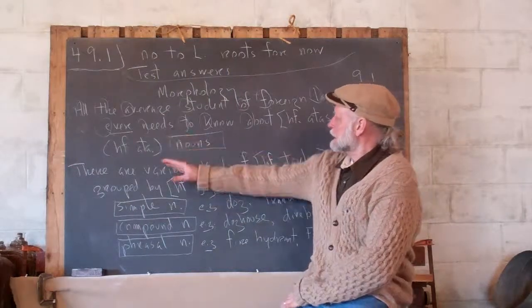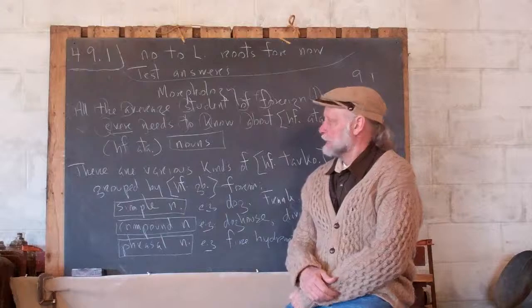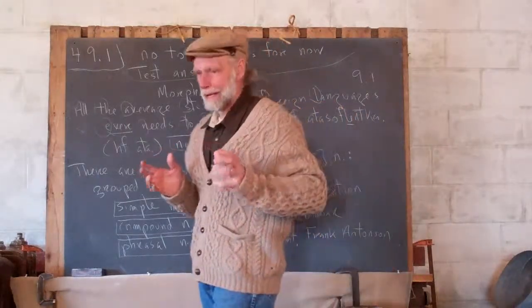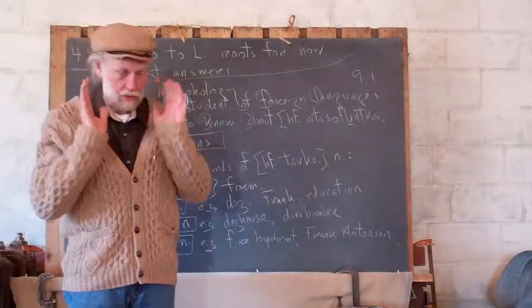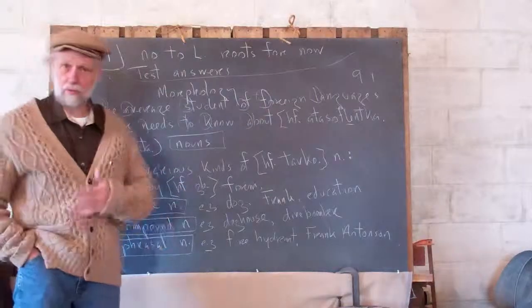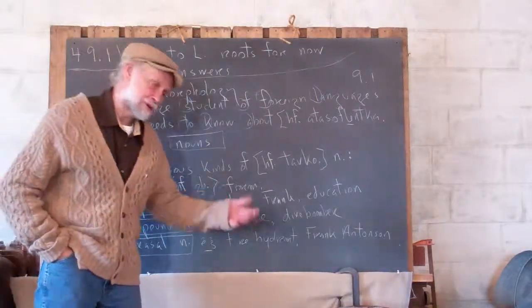All right, anyway, nouns, Ada, nouns, here we go. All right, there are various kinds of nouns. Now, a noun is a word that names. That you should already know. But there are various kinds of nouns. And I'm going to do that with all the parts of speech. I'm going to show you that there are various kinds.